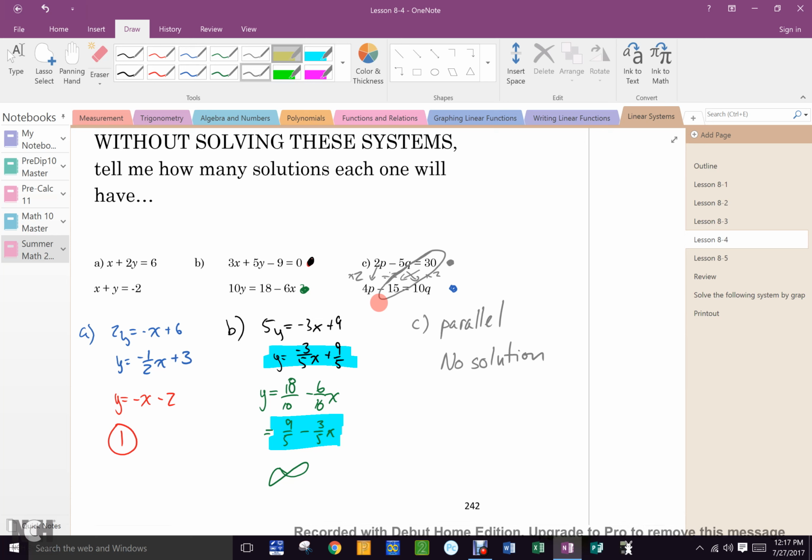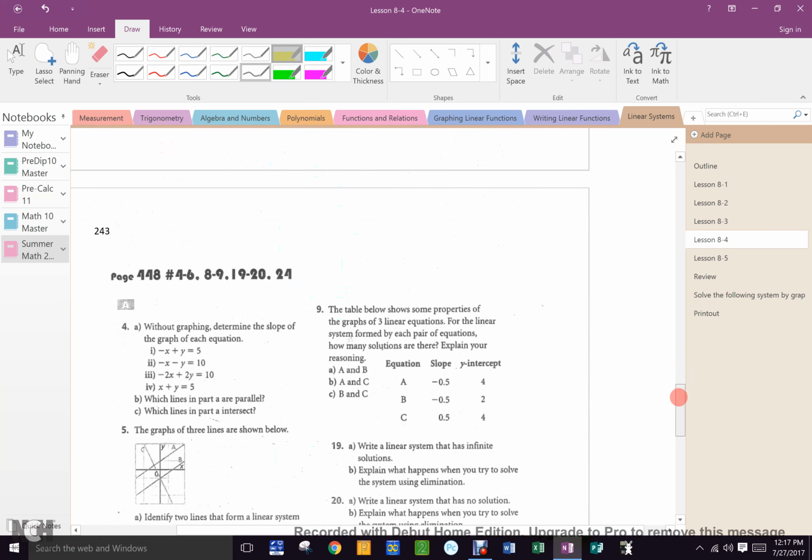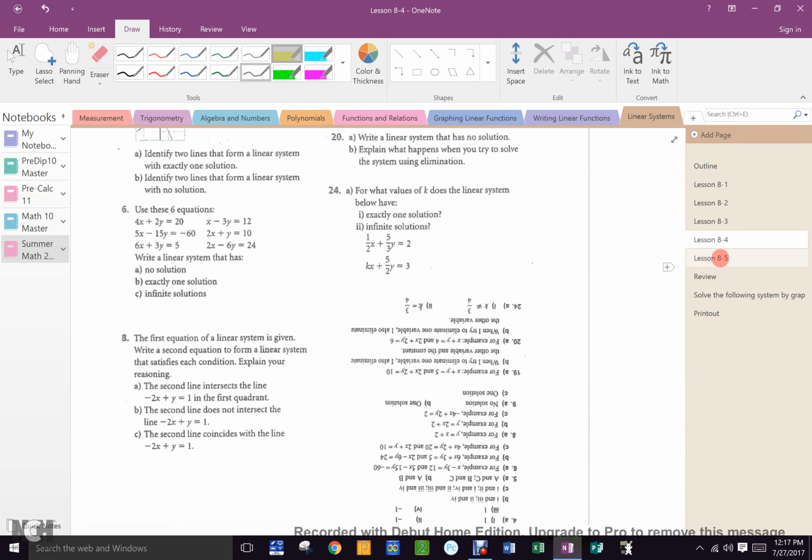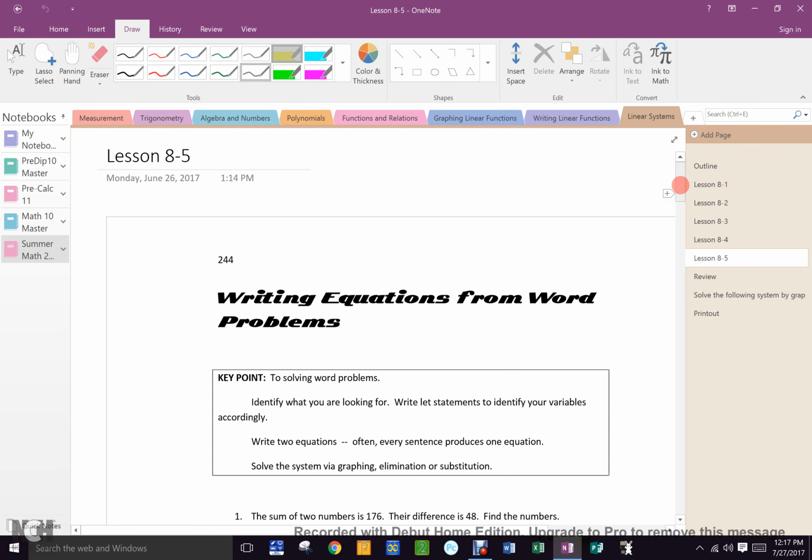Everybody good? Please notice, I did not solve the system. Never in any of these did I get an X and a Y, did I? I just moved the equations around. Everybody cool? All right. I'm going to move on to the last thing. So there's some practice. You can do that later. But I'm going to move on to here.